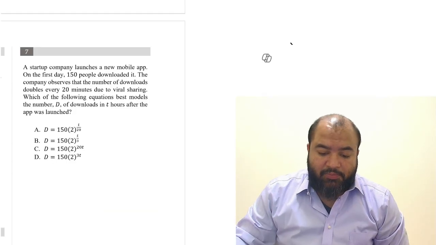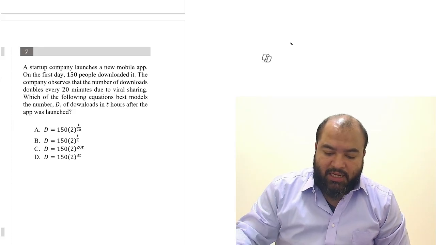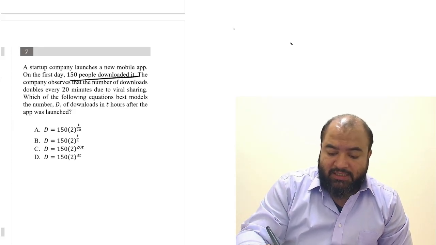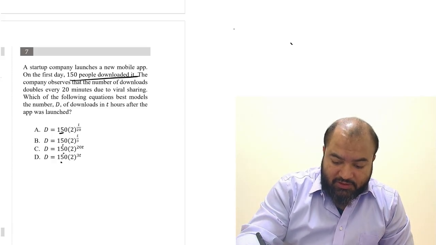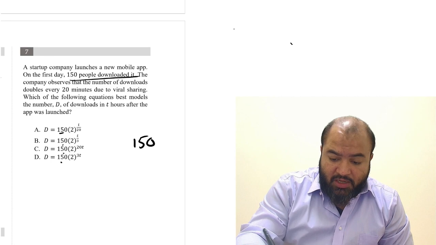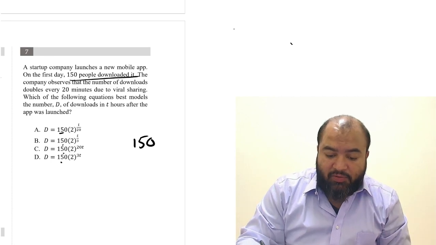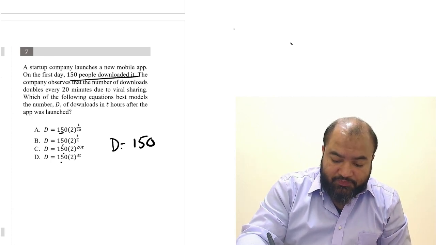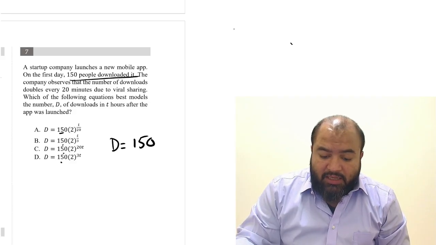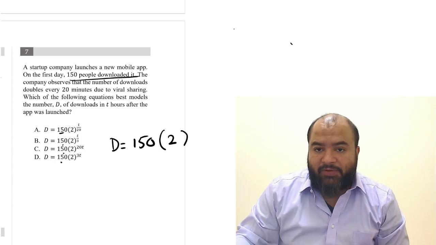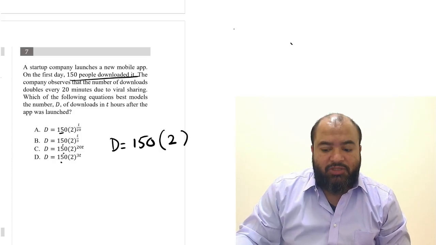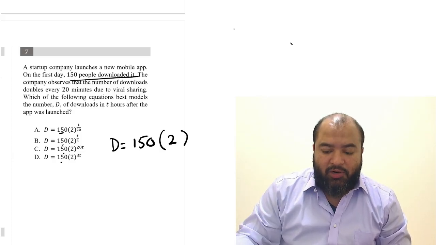7. A startup company launches a new mobile app. So on the first day, 150 people downloaded the app. So this is an exponential model. So 150 people, as you can see, all the options have 150. So that's the starting 150. And the company observes that the number of downloads, so D is the total downloads, doubles every 20 minutes. So doubles means the factor of increase is 2. Doubles means 2. If it would be triples, I would have put 3. If it would be quadruple, I would have put 4. So doubles every 20 minutes.